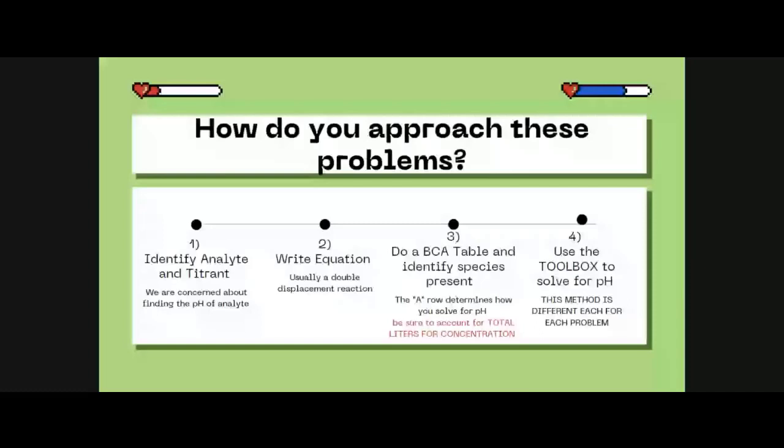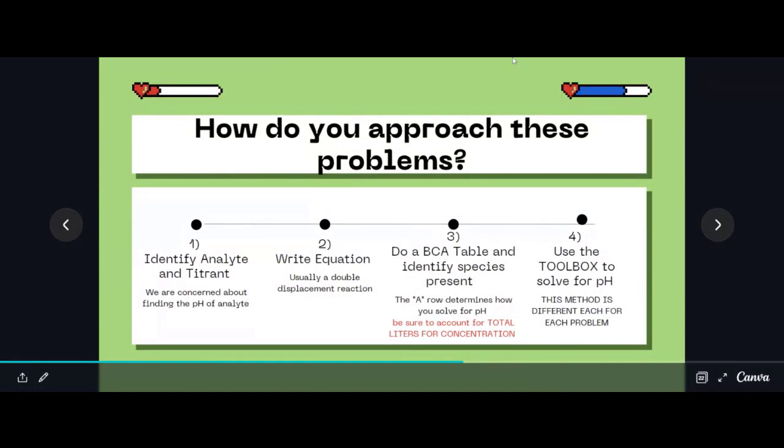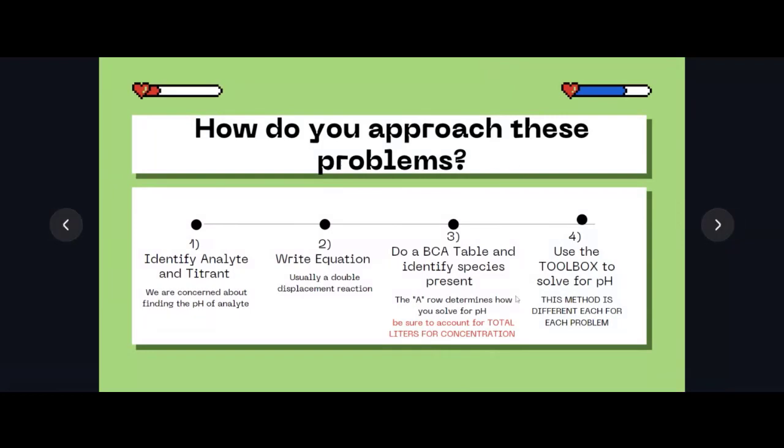So the A row determines how you solve for pH, because the A row is after we've added that titrant and the reaction takes place. And so we have to evaluate by using the toolbox, which was a few slides ago, to solve for pH. This method is different for each problem. So I can't really give you a one-size-fits-all answer about how to solve acid-base titration problems.